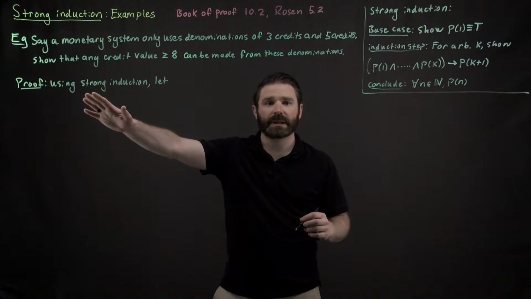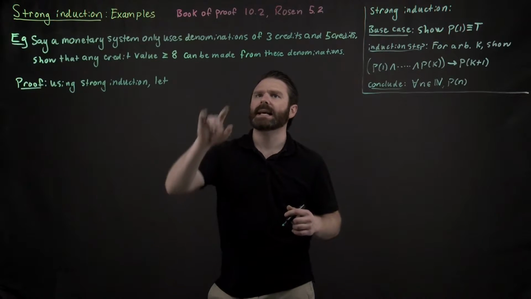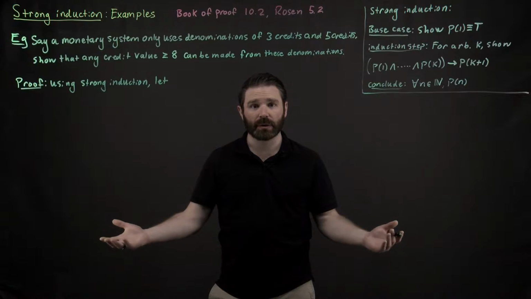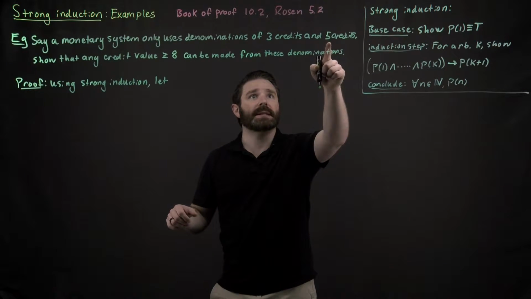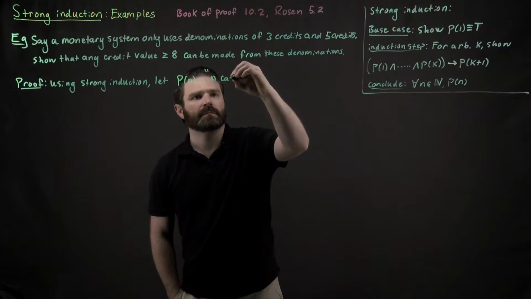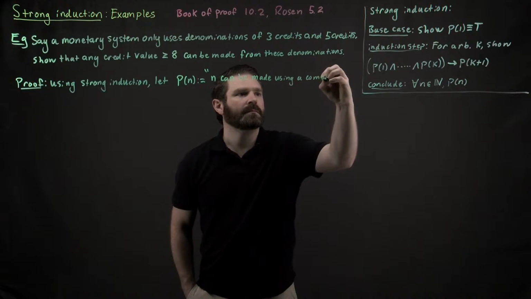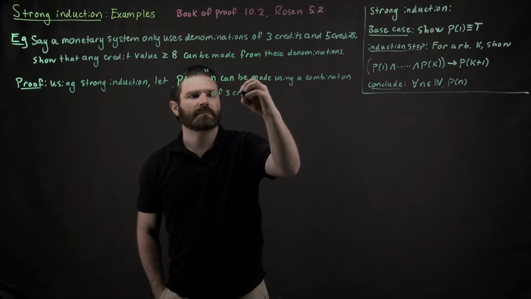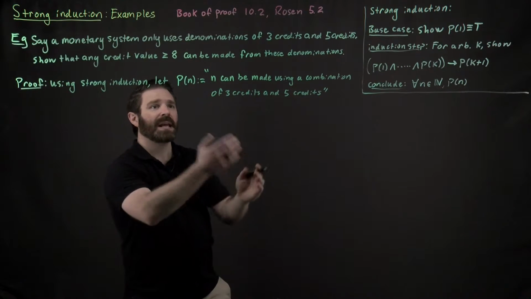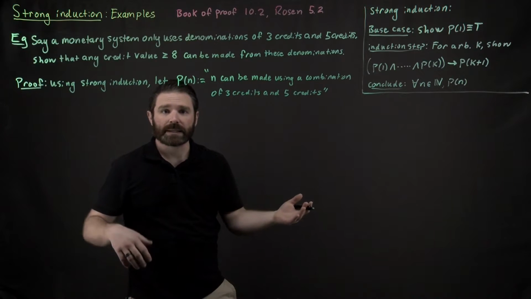It's very helpful after we declare what proof technique we're using to define what our propositional function is. So here, they want us to show that any credit value greater than or equal to 8 can be made from these denominations. If you were to give me a credit value n, then my propositional function that I'm trying to show is true is that I can make n from 3 credits and 5 credits or combinations thereof. So here my propositional function is: n, some credit value that's greater than or equal to 8, can be made up using a combination of 3 credits and 5 credits.